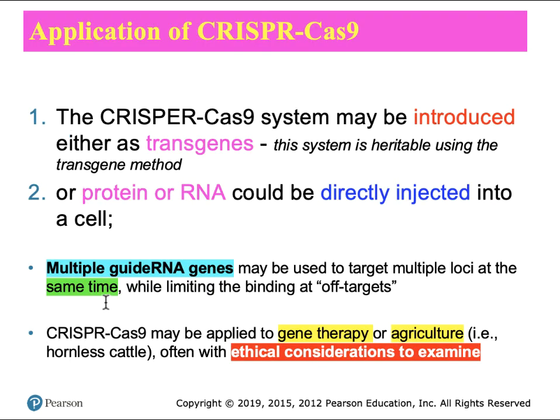Therefore, combining all these techniques together, you come to this conclusion that the CRISPR-Cas9 system may be applied to gene therapy or to agriculture, often with some ethical considerations to examine. In the literature lately, someone in China has used this system to alter the DNA of zygotes, baby girls, and their DNA has now been changed to an alternative form that prevents them from capturing any HIV infections.